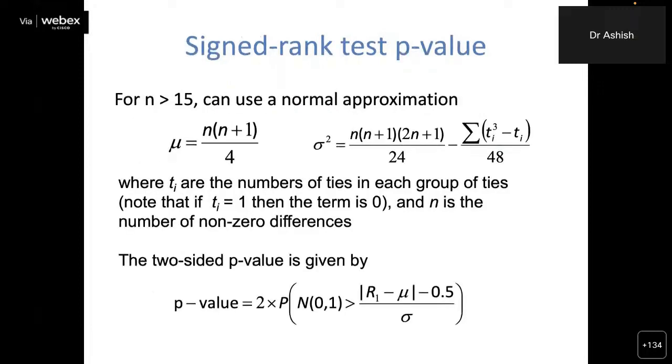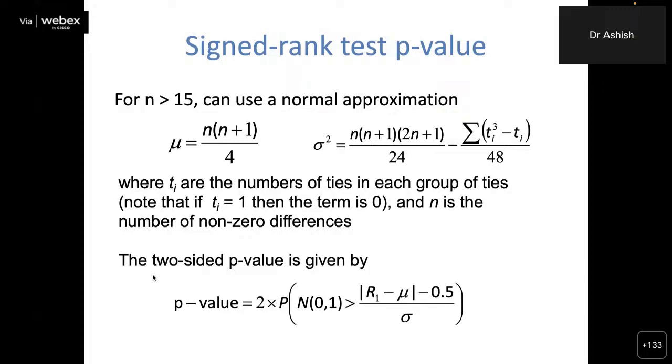In the sign test, we used the binomial approximation, whereas in the signed-rank test, for the p-value calculation, we use the normal approximation. For the normal approximation, we calculate this formula, n into n plus 1 divided by 4. N in our case is 16 observations. And here ti is the number of ties in each group of ties. Note that if ti equals 1, then the term 1 cubed minus 1 will become 0. And n is the number of non-zero differences. The two-sided p-value is calculated using this formula: 2 into the probability of a normal variable with mean 0 and variance 1 being greater than or equal to (R1 minus mu minus 0.5) by sigma. So we need to calculate this mu and sigma from the data, which can be calculated using this formula. Here n is equal to 16, so mu is 16 into 16 plus 1 by 4.